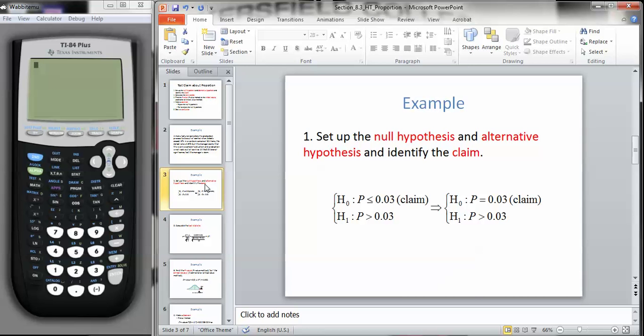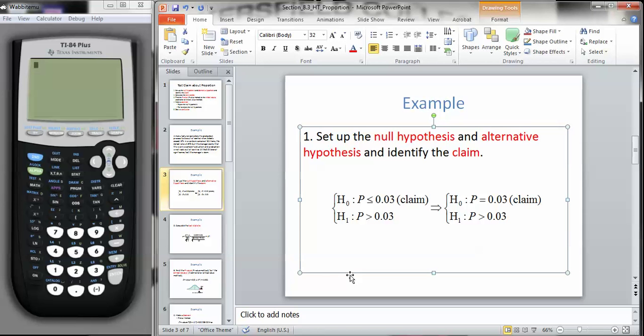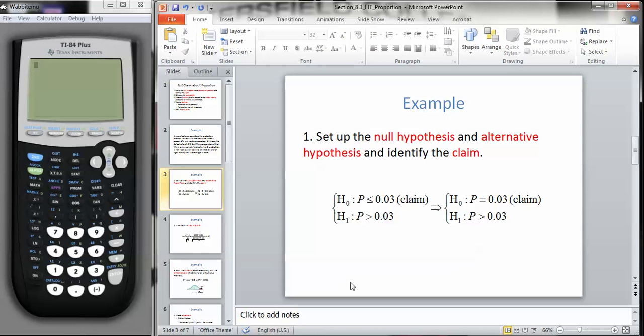Now in this class, for finding the test statistic, we only consider strict equality under the null hypothesis, which is p equals 0.03, and that's the p you will need to plug into the test statistic formula. Okay, so that's the hypothesis. So you just need to have the one on the right.